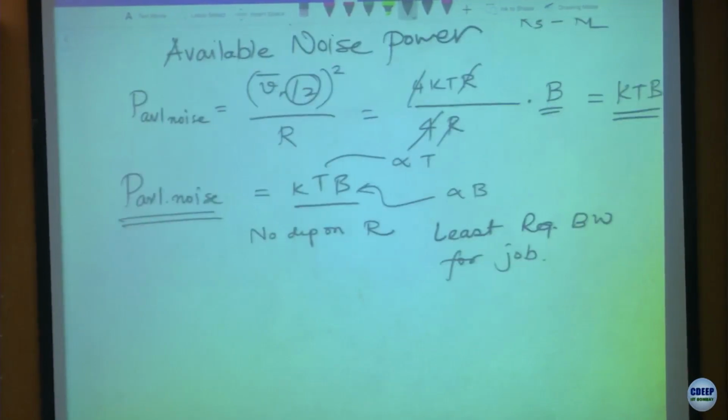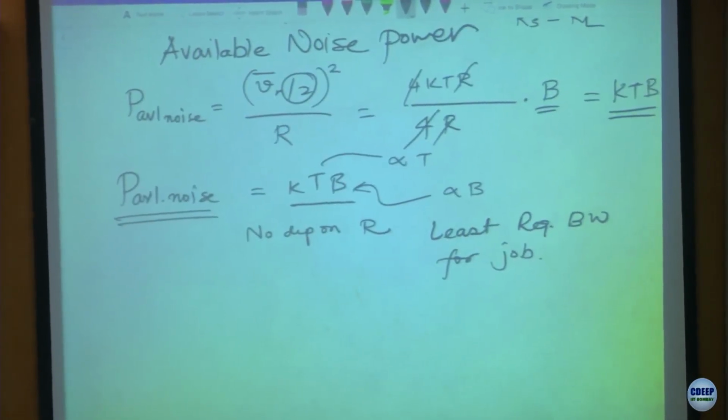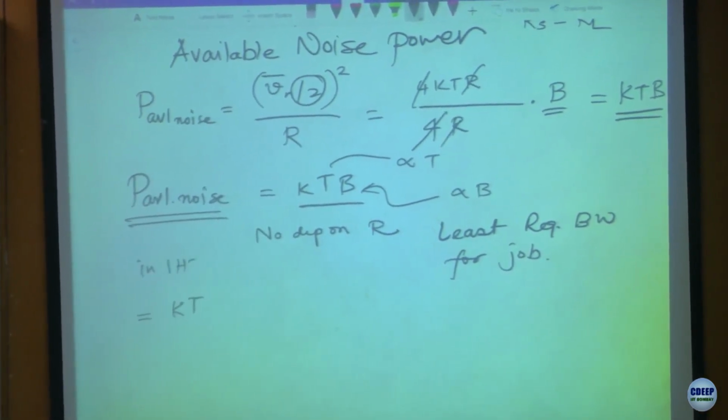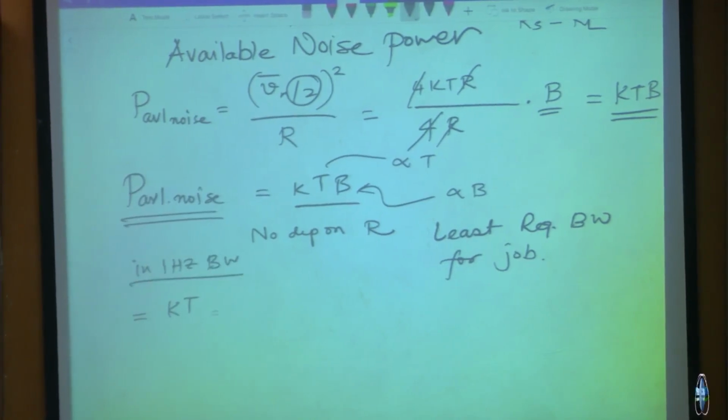Now, let's put some numbers. This P available noise is kTB. In one hertz bandwidth, if you take this value, at 300 degrees K, I'll just give you the number, it will come out to be 4.14 times 10 to the power minus 21 watts per hertz. Now, this number is not really meaningful to us, because of the way the number comes out. So what are we comfortable with when it comes to power numbers? What is the unit that we like to use?